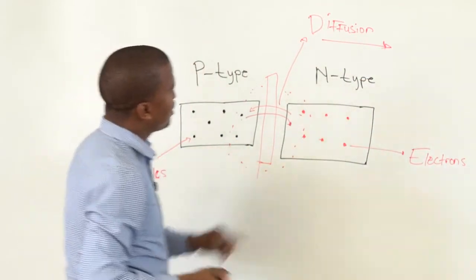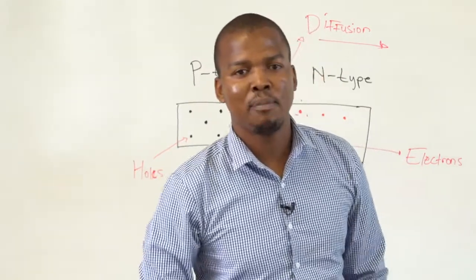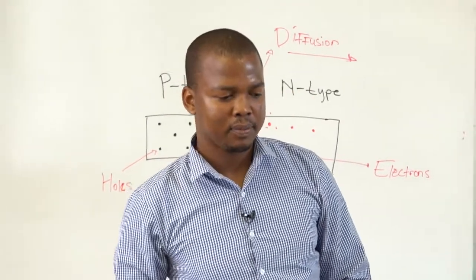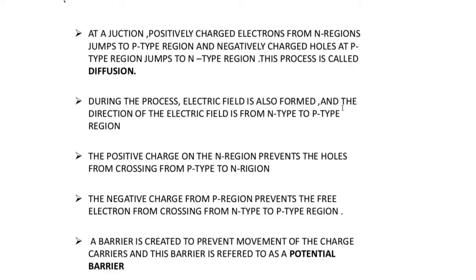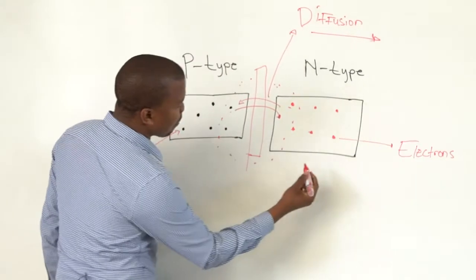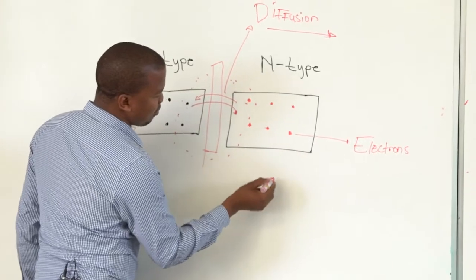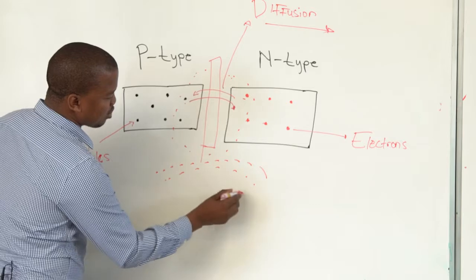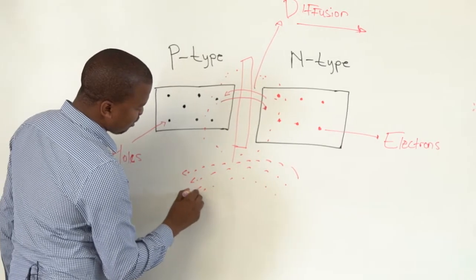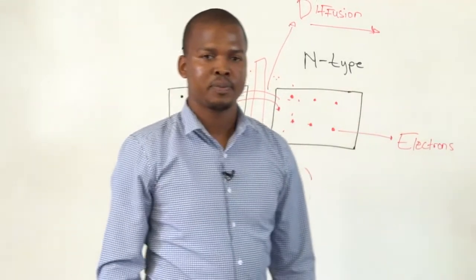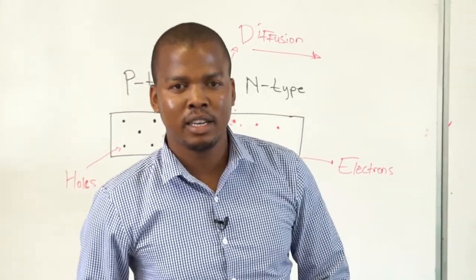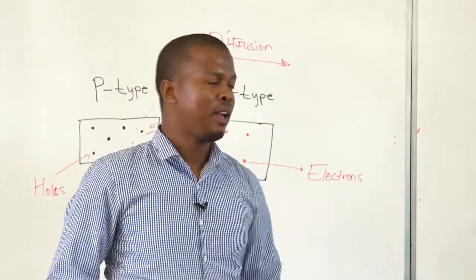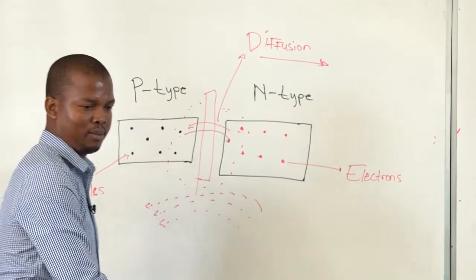Please take note of this explanation because it usually appears on your exam paper. During the process, an electric field is also created. Knowing from our previous lesson, the electric field goes from N-type to the P-type. If they ask you what is the direction of electric field in a P-N junction, you'll explain that the direction of electric field is from the N-type to P-type.